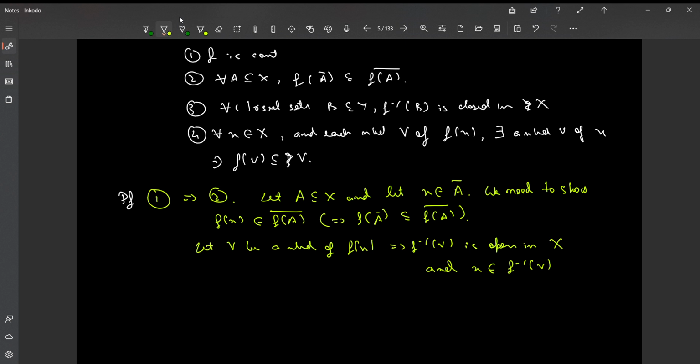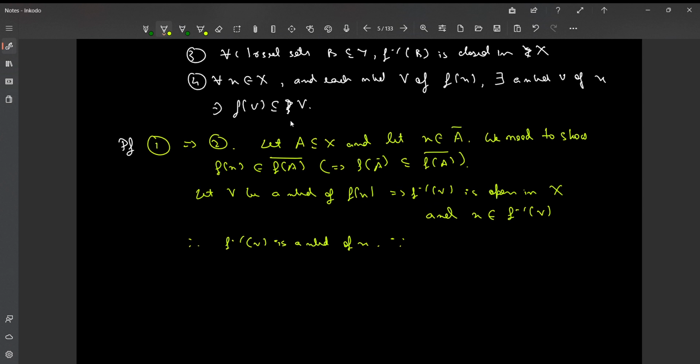Now x is in f inverse V and x is an element of A closure. Since f is continuous, f inverse V is open in X, and x is in f inverse V, so f inverse V is a neighborhood of x. Now since x belongs to A closure, what is the definition of an element of the closure of a set? Every neighborhood of that point must intersect the set A.